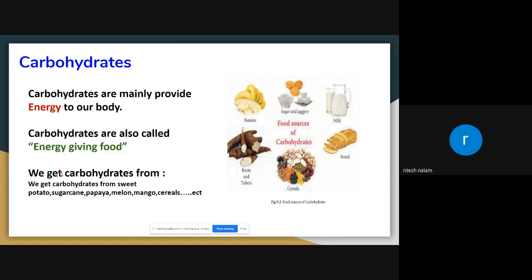From where do we get carbohydrates? We are eating different types of food daily, right? In which type of food do we get carbohydrates? Banana contains carbohydrates. Sugar, jaggery. Jaggery is nothing but bellam. Jaggery and milk. Do you like to drink milk?